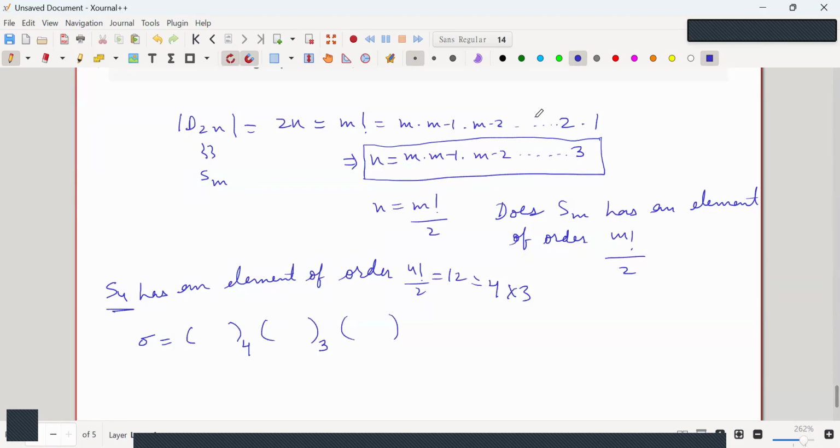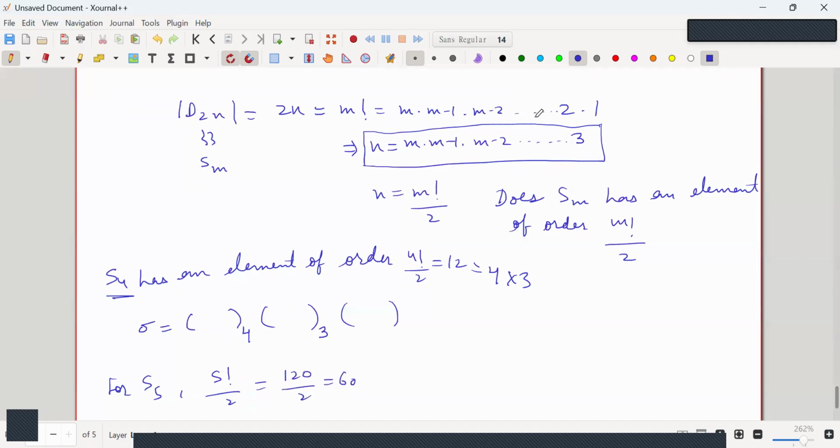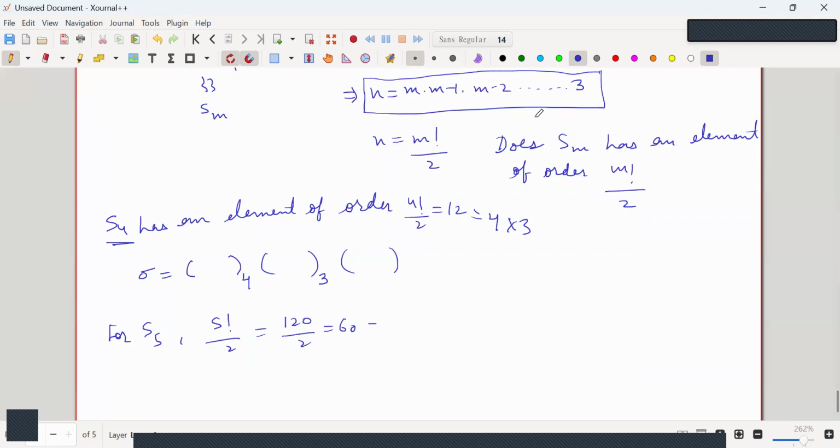Similarly, for S5, 5 factorial by 2 is 120 by 2, which is 60. So you should get an element of order 60. But for 60, the prime factorization is 2, 3, and 5. So there should be a 2-cycle, a 3-cycle, and a 5-cycle in the cycle decomposition of some element sigma.